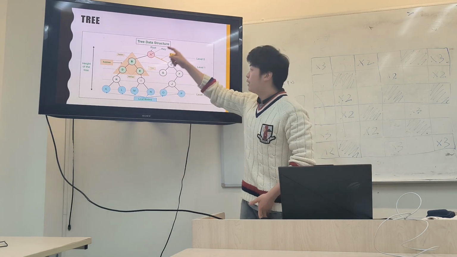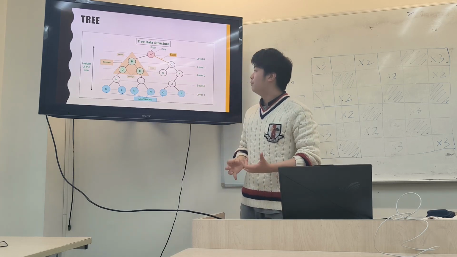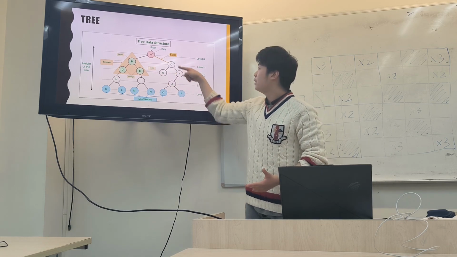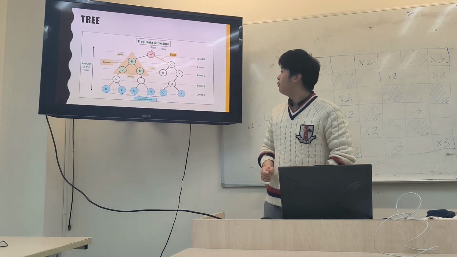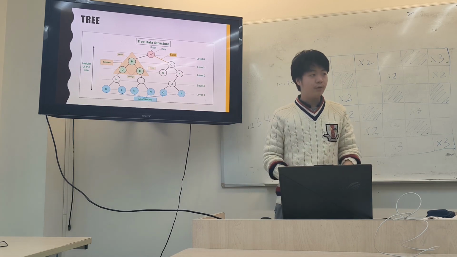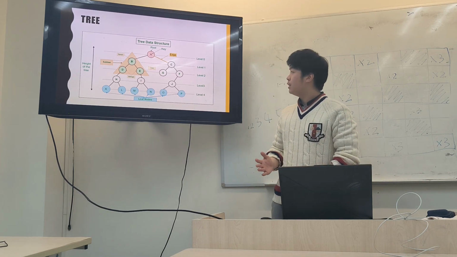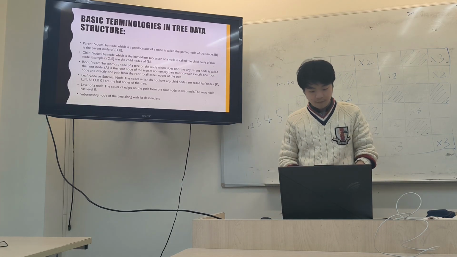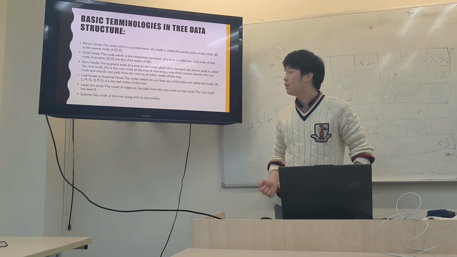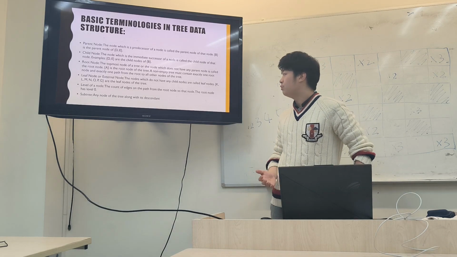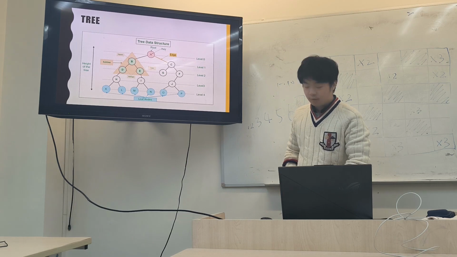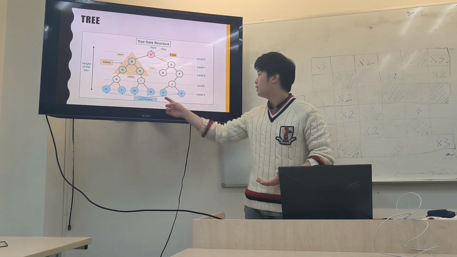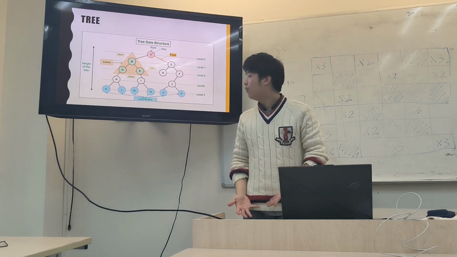For example, this group of nodes is called a subtree of this tree. And now we talk about the level of the tree. The level of the root is 0, and the level of a node is the count of edges on the path from the root node to that node. For example, this level of nodes have level 1, and this level of nodes have level 4.